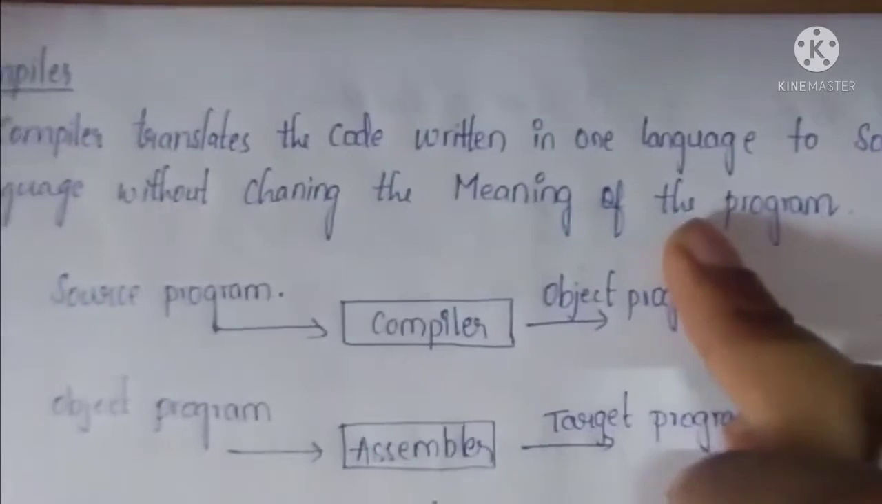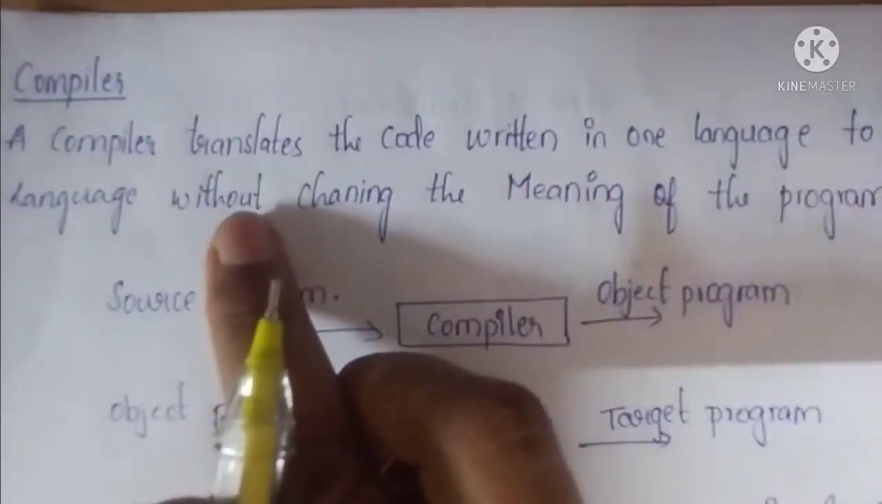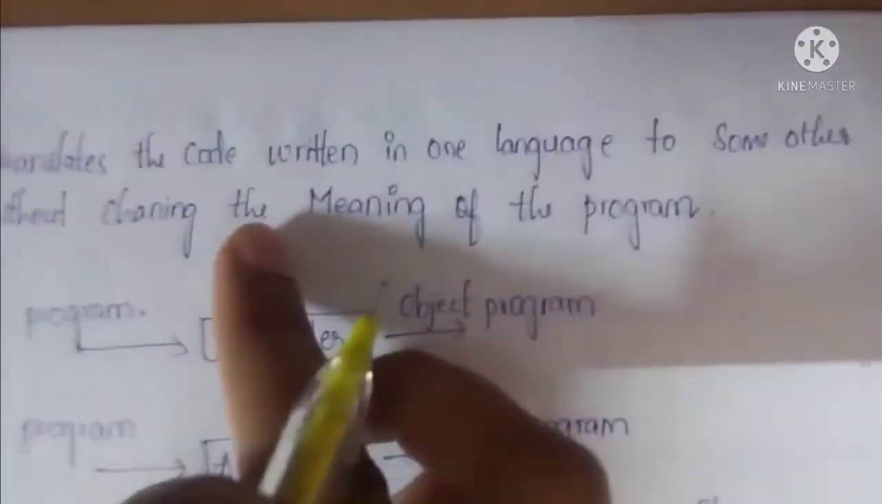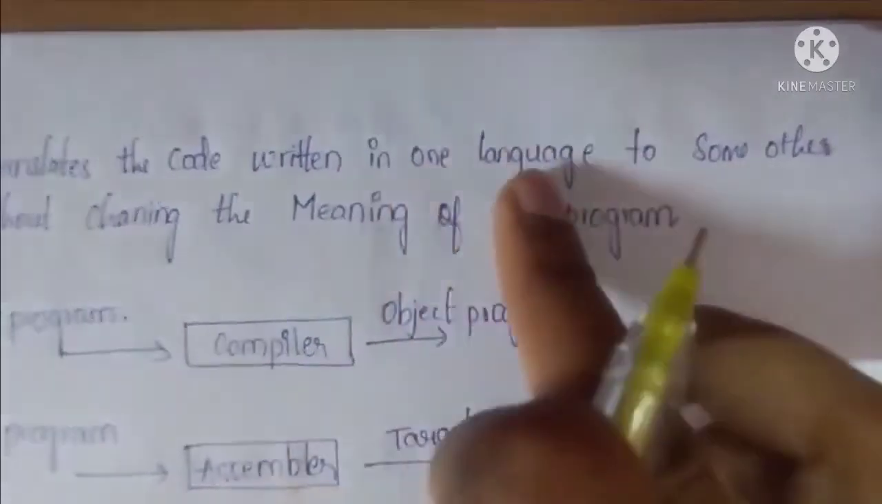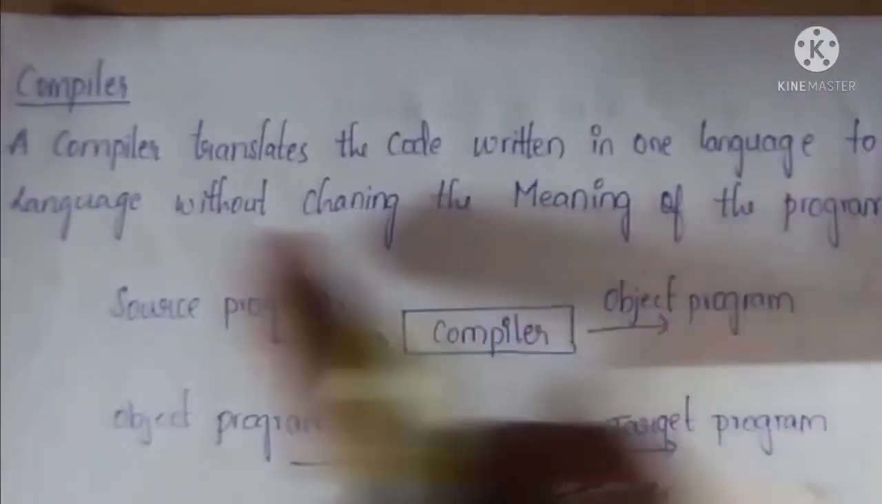What is meant by a compiler is that it translates high level languages to low level languages, or we can call it translating the code written in one language to some other language without changing the meaning of the program. So this is called a compiler.